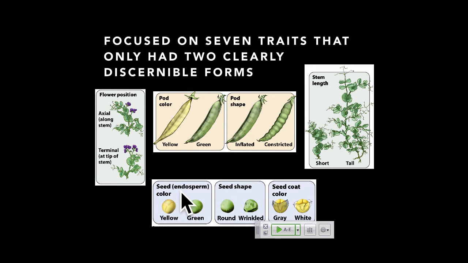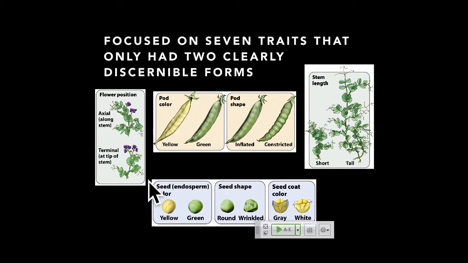I'll say it now, and I'll repeat it because it's really important. Here's where luck came in. The only reason he saw the results that he did is because the genes that control each of these traits are on a different chromosome. If the genes had been on the same chromosome, he would have seen what we call linkage. And we'll talk about this later on.